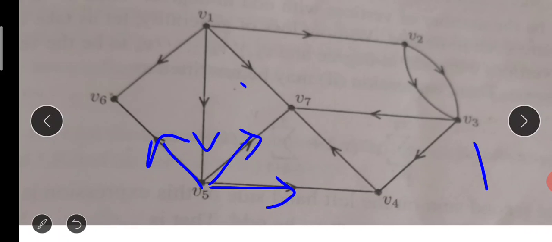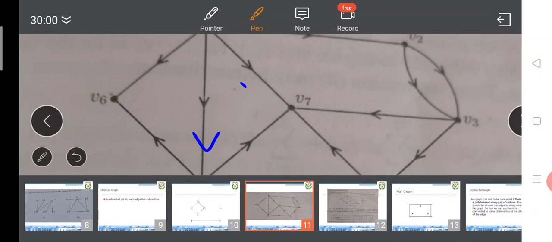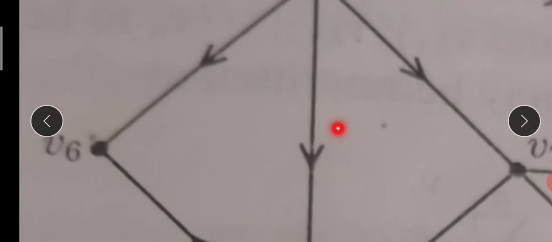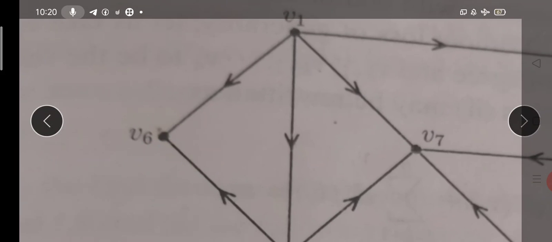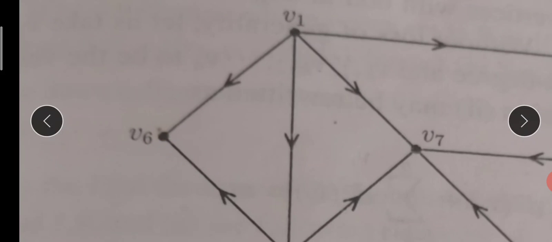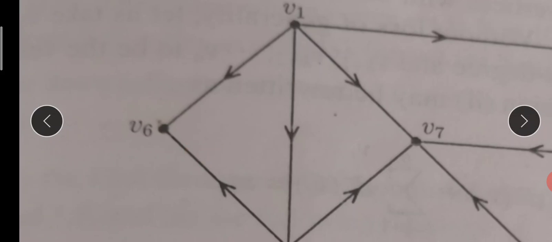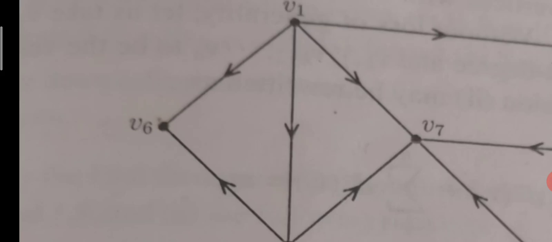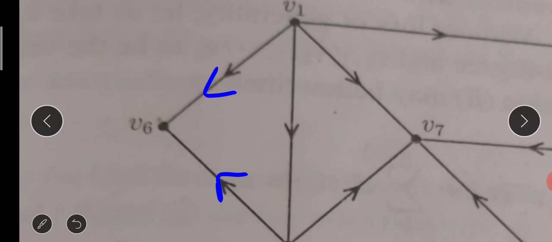What about V6 now? V6, what is the in degree? Two edges are entering into V6. The subject is very interesting. So in degree of V6 is 2. Out degree: no edge is going from V6. So V6's out degree is 0.